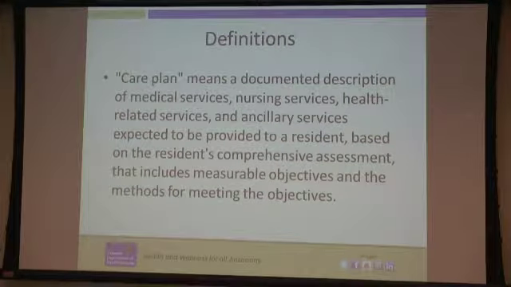Article 4 says it means a documented description of physical health services and behavioral health services expected to be provided to a resident based on the resident's comprehensive assessment that includes measurable objectives and methods for meeting the objectives. The one actually printed and on the website will be the one we'll use. Okay? Thank you.